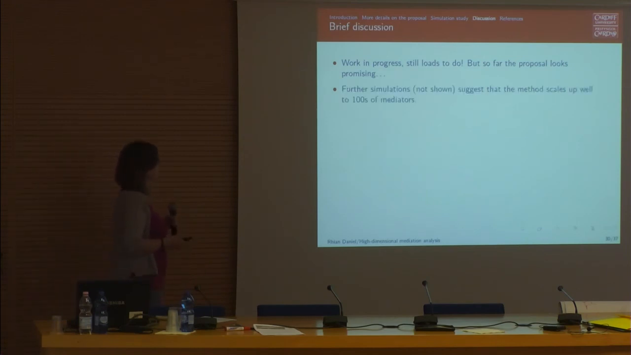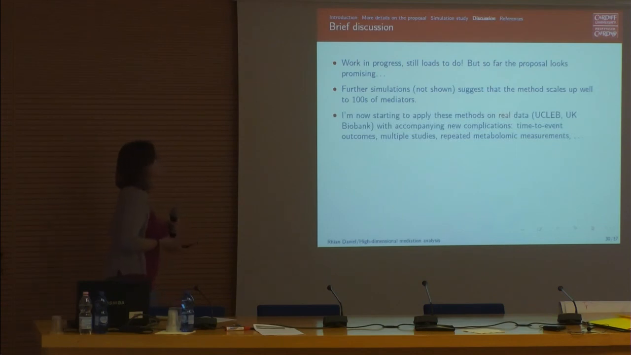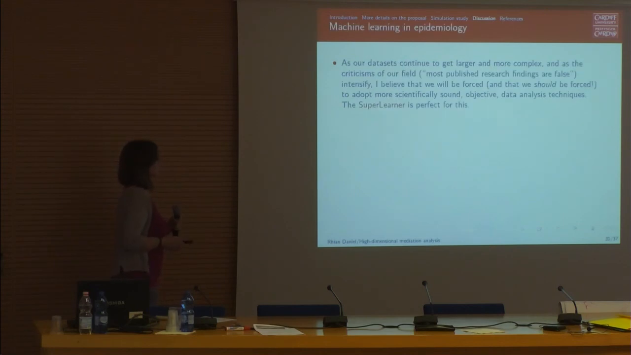I haven't showed you simulations with more mediators, but the ones I have done show that the method does actually seem to scale up well to having hundreds of mediators, even though I've only shown you an example with 3. So the next step is applying these methods on real data. So I'm using the UCLEB consortium and UK Biobank data, and of course there are myriad new complications that come with real messy data. So there's time to event outcomes, multiple studies, repeated metabolomic measurements, and all kinds of things that we need to extend to, but that's all on the to-do list.